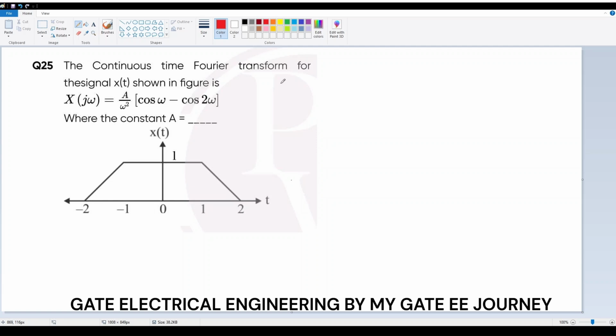By seeing the question, what are the parameters we can extract? First, we know it is a continuous time Fourier transformation, and second, we can calculate the area of the trapezoidal. So based on these two inputs, we have to calculate the value of A. Okay, first let us simplify the expression for X of j omega.